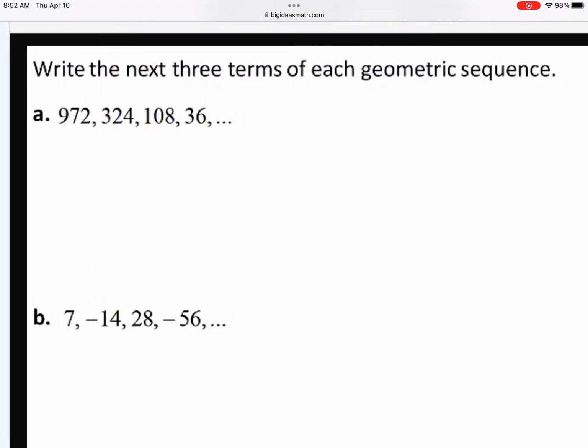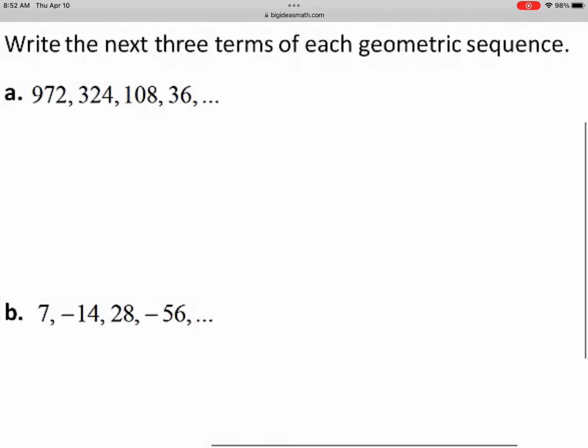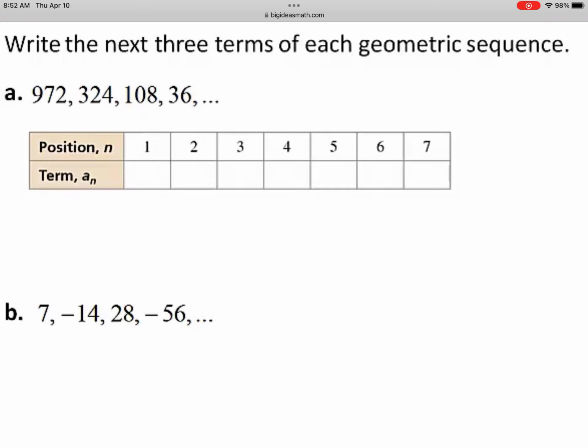Write the next three terms of each geometric sequence. Part A. 972, 324, 108, 36. Use a table to organize the terms and extend the sequence. The first term is 972. The second term is 324. The third term is 108, and the fourth term is 36.